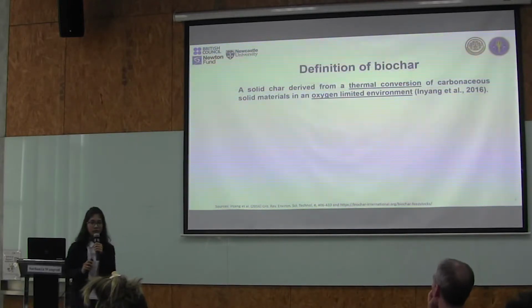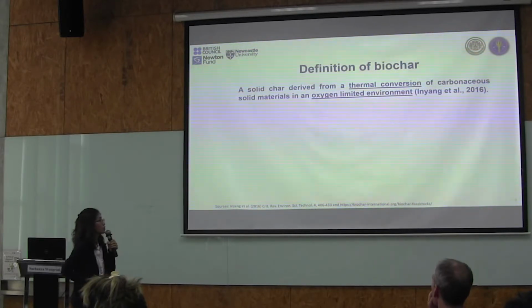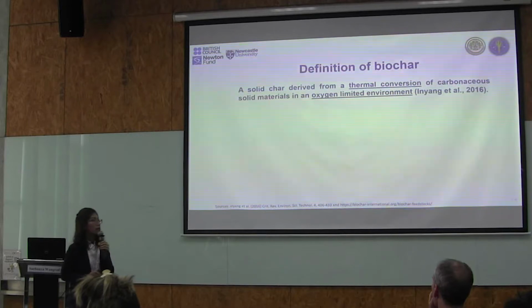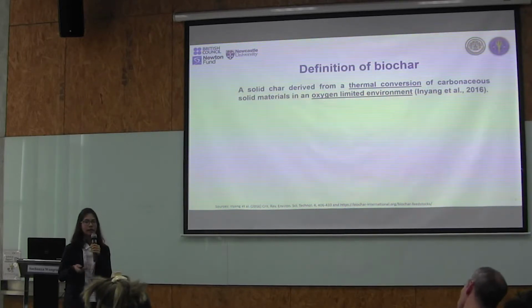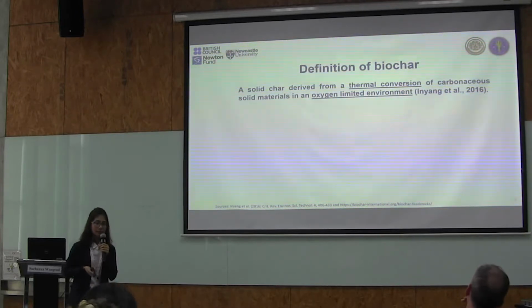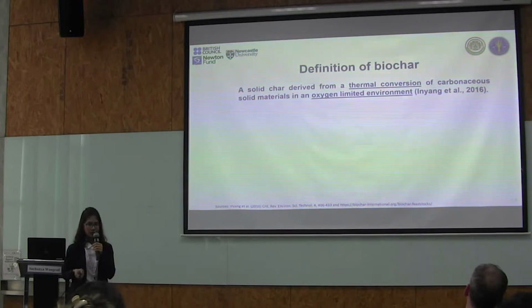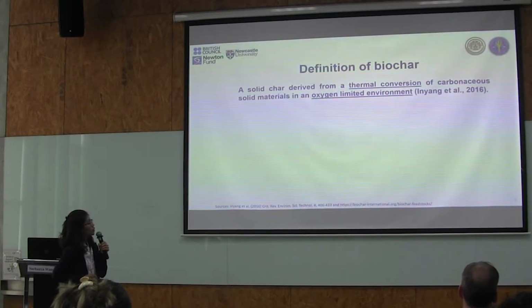So just to give a brief detail, what is biochar? It's a solid char derived from a thermal conversion process of carbonaceous solid material. There are many thermal conversion processes, for example, hydrothermal carbonization, gasification, or pyrolysis. And in this case, we select the pyrolysis. And we undergo the pyrolysis in a controlled, limited-oxygen environment.